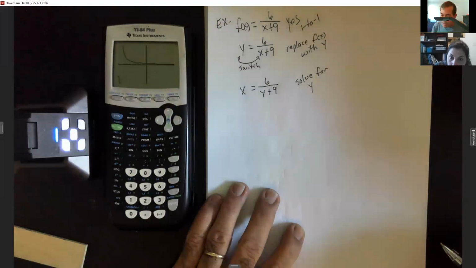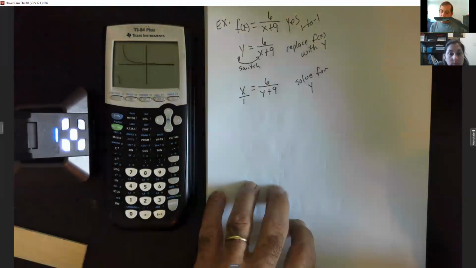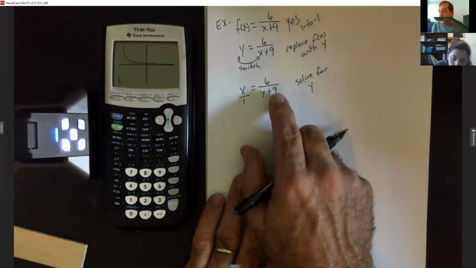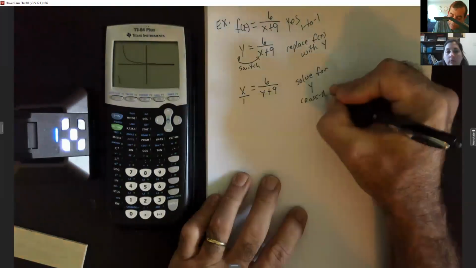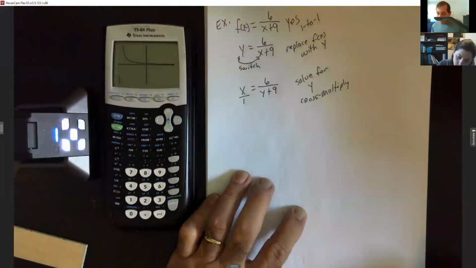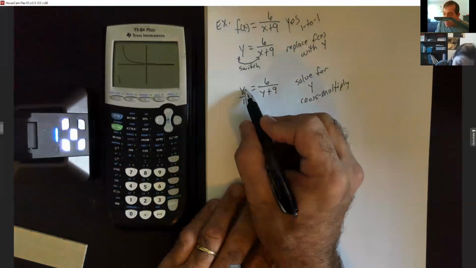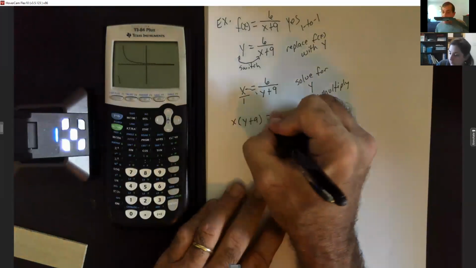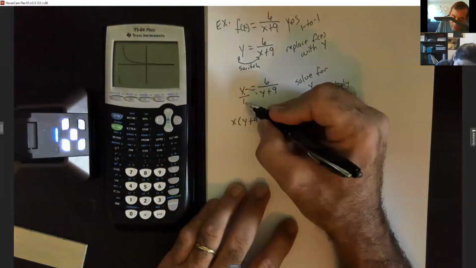So I'm going to show you the easiest way. I'm going to put a 1 under the x to make that look like a fraction. But the easiest way to clear fractions when you got one fraction equal to a fraction, I'm going to cross multiply that. Okay? So I'm going to cross multiply x, this top, times that bottom. So that's going to be x times y plus 9 on one side. And then you take the 1 times the 6 on the other side.